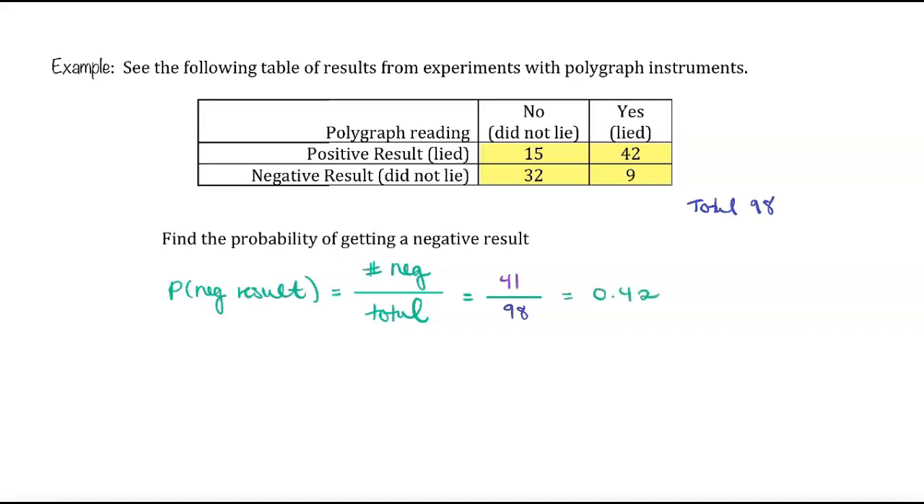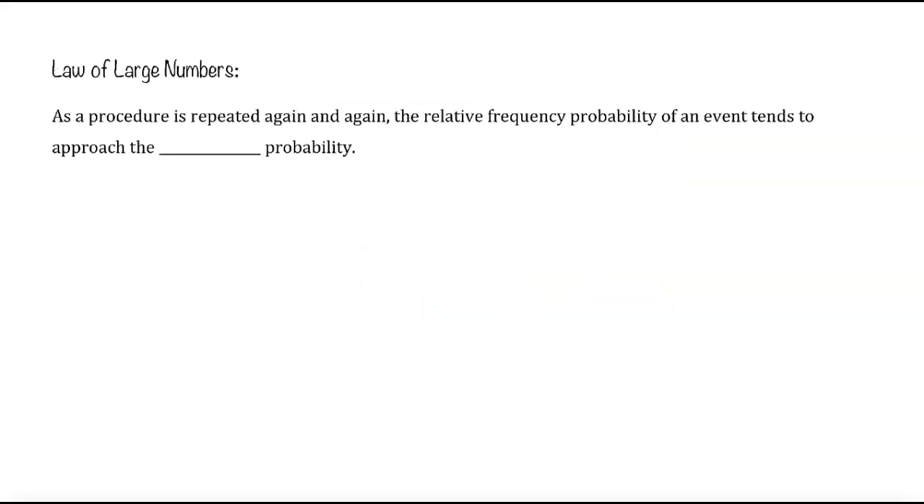Notice that this probability calculation does not take into account whether or not the person was telling the truth or telling a lie. We simply calculated the probability of a randomly selected person getting a negative result. If a procedure is only repeated a few times, the results could be just about anything. However, as a procedure is repeated again and again, the relative frequency probability of an event tends to approach the actual probability, or the theoretical probability.